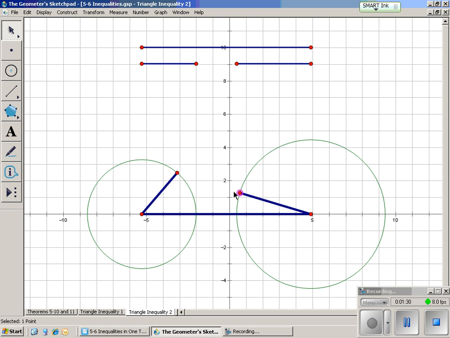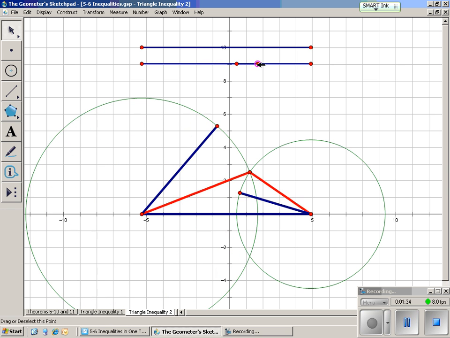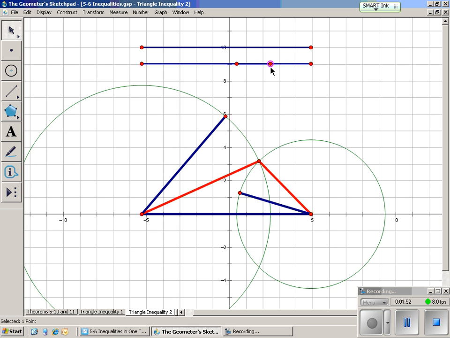But if I make these sides longer so they overlap, meaning that the length of the two sides are bigger than the third side, then you can see in red here that a triangle is formed, because those two sides now can touch and create a triangle. So if the length of the two shorter sides added together are bigger than the longest side, then a triangle can be formed from those three sides. And that's why the triangle inequality works.